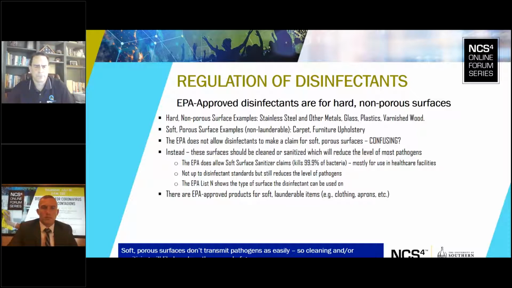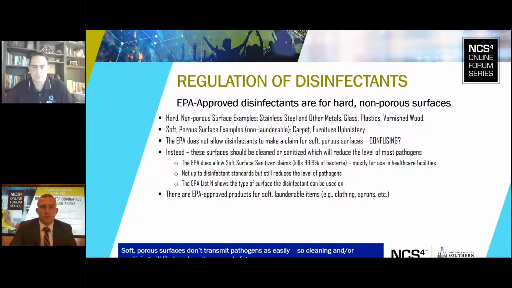So instead, there are some reasons why you would believe that a disinfectant would work on a soft, porous surface. For example, there's something called a soft surface sanitizer claim that's tested against just bacteria on soft surfaces. Some disinfectants also have that claim. But the important thing to remember is that hard, non-porous surfaces are actually the most dangerous when it comes to disinfection, because those are the surfaces most likely to transmit viruses to humans. So basically, that's what you're looking for in a disinfectant: that it will work on hard, non-porous surfaces.